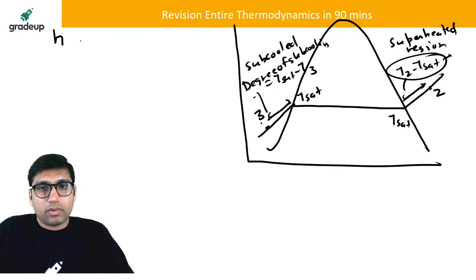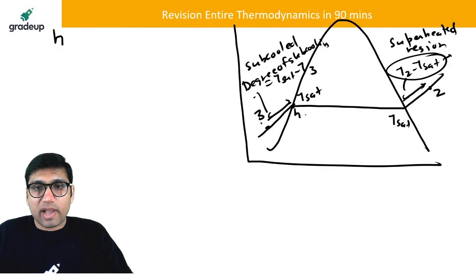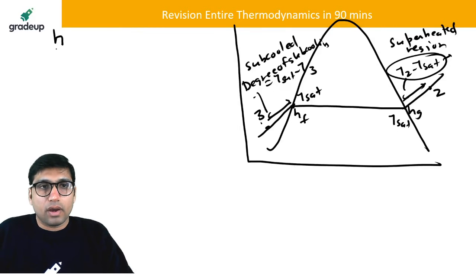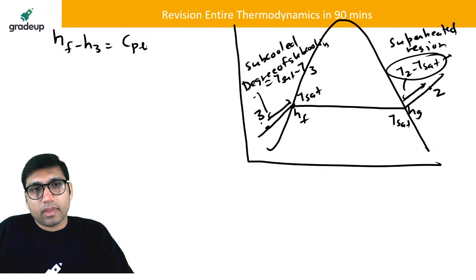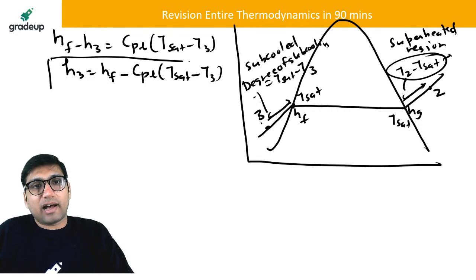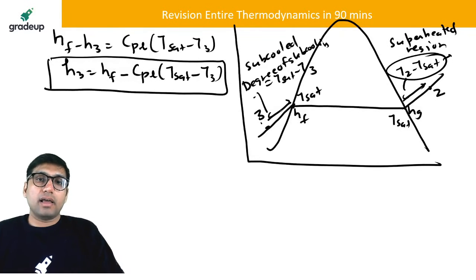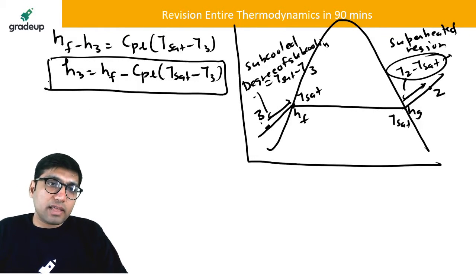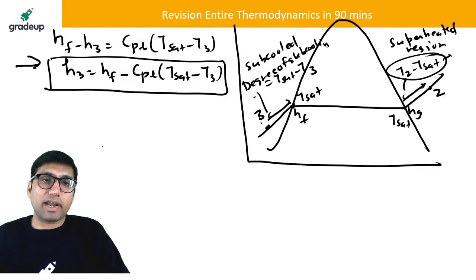Okay? So my dear students, let us say this is the saturation temperature, the enthalpy is equal to HF, and this is, let us say, Hg. So HF minus H3 will be equal to Cp of liquid times (T saturation minus T3). So H3 will be equal to HF minus Cp of liquid times (T saturation minus T3). This is how you find the enthalpy in the subcooled region. If you want to find the enthalpy in the subcooled region, you can find it this way.